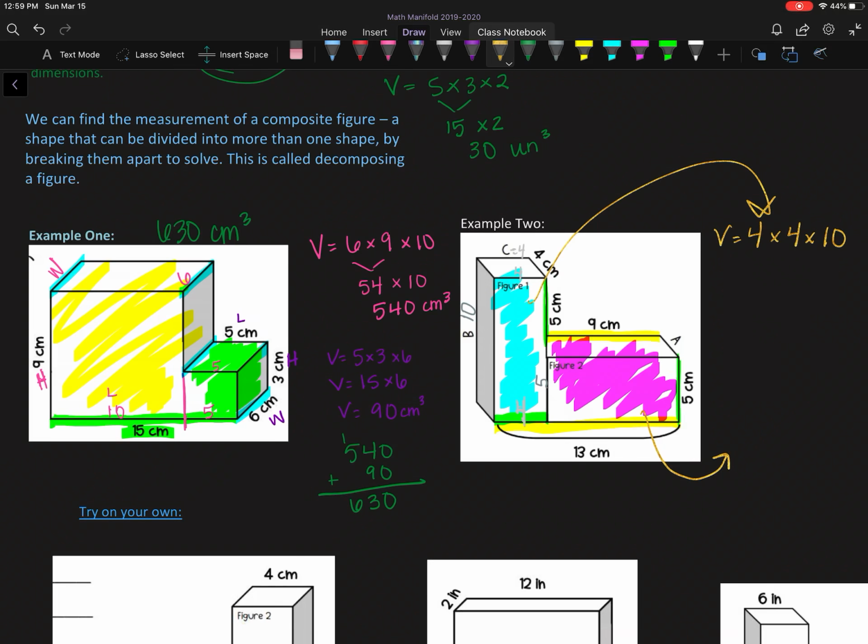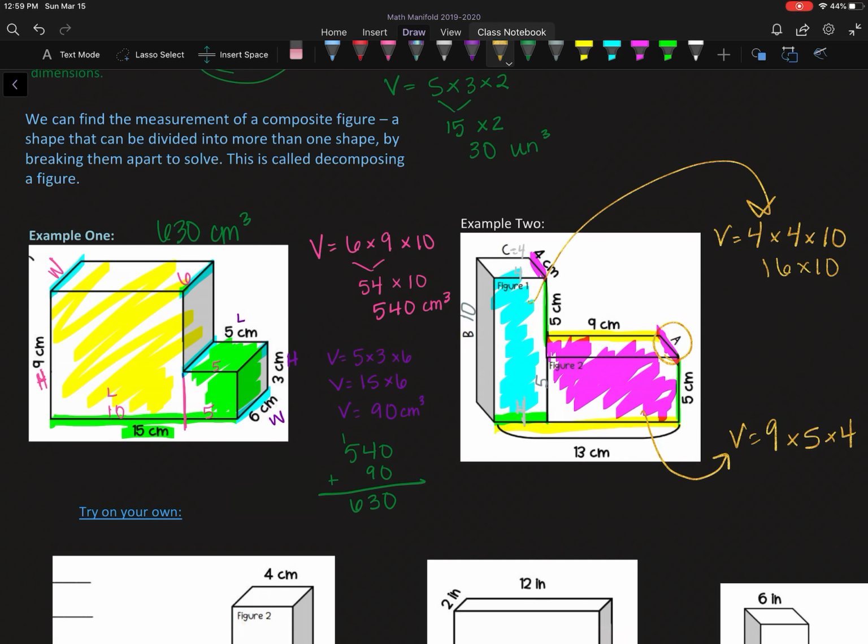For this volume, I know that I have a length of 9 and then a height of 5, but I'm missing my width. I still don't have this piece here. Well, knowing as a rectangle that this piece is 4, that means this one down here, I know it's at a weird angle, but that one will be 4. So this is also, A here would be 4. So I can go through and find my 2 volumes, and then I'm going to add them together.